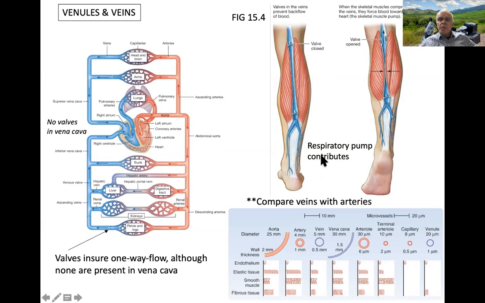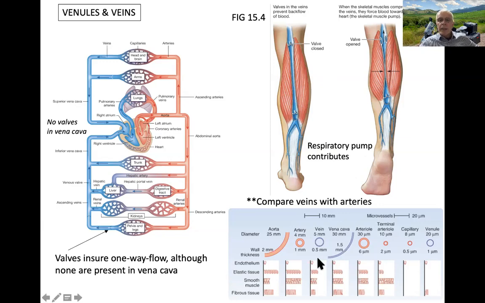There's also the respiratory pump, which I have mentioned. Every time we inhale and exhale, when we inhale, it reduces pressure inside the thoracic cavity. That causes the pressure to go down. When the diaphragm compresses the abdominal muscles, that facilitates movement of blood back to the heart. So we've got a skeletal muscle pump, and we have a respiratory pump that facilitates the movement of blood back to the heart.